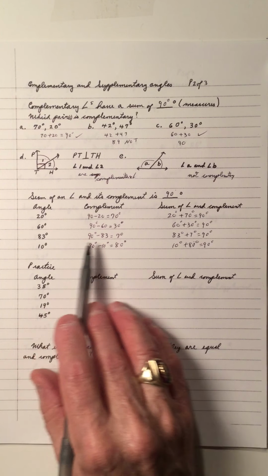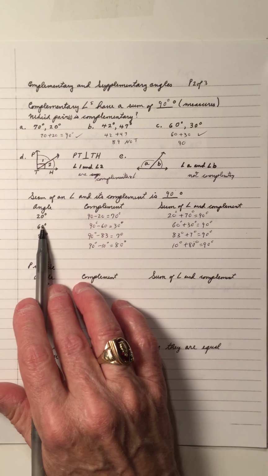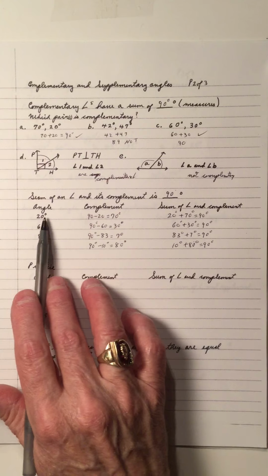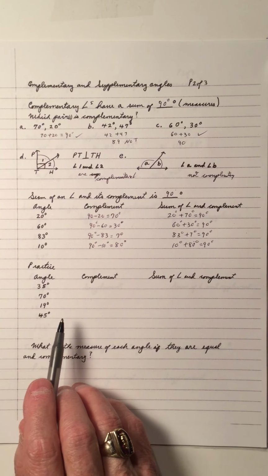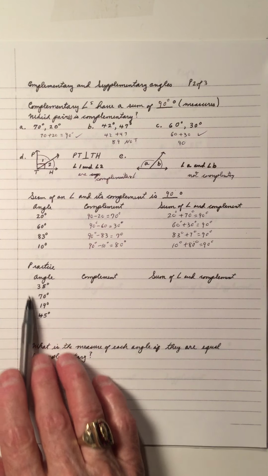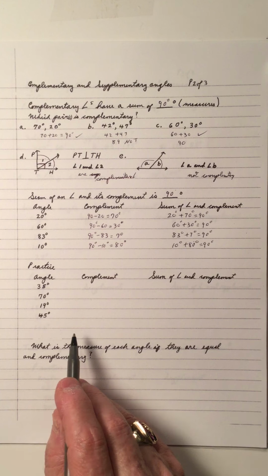The complement of 10 is 80. The complement of 83 is 7. The complement of 60 is 30. The complement of 20 is 70. Why? When you add these two up, you get 90. So see if you can find a complement of these angles right here. Pause the video, write down your answers to see if you're right.